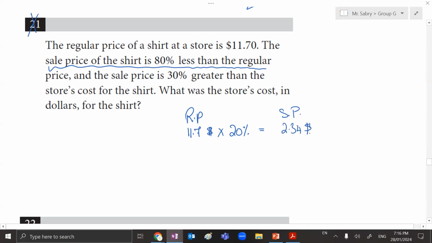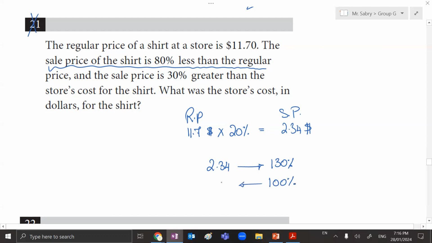That's the sale price. Now, the sale price نفسه, the $2.34 نفسها, is 30% greater than the store's cost for the shirt. يعني ال 2.34 نفسها is equivalent to 130% من ال cost of the shirt. So what was the cost of the shirt? It was just the 100%.